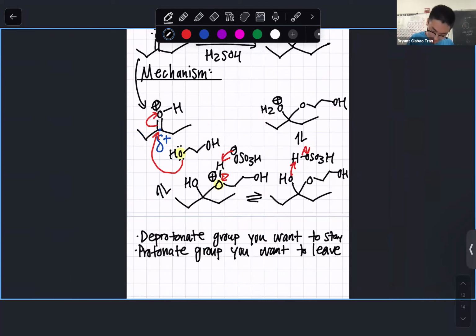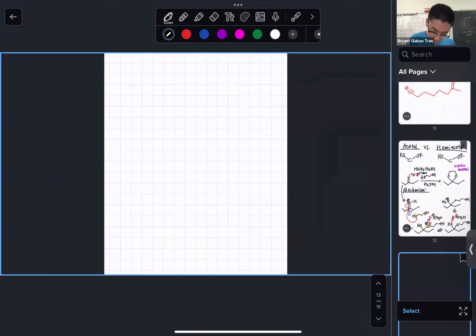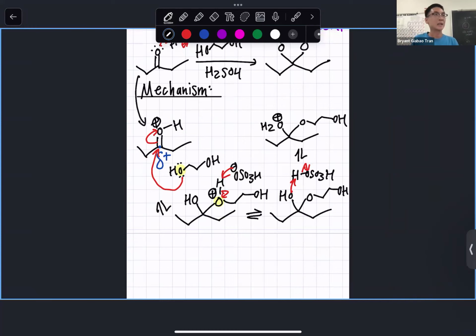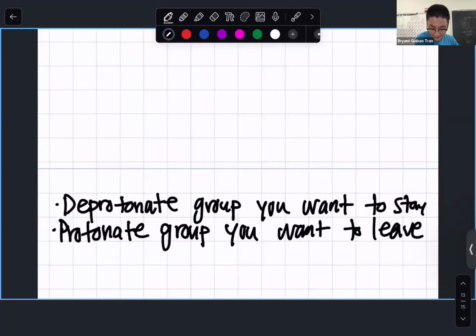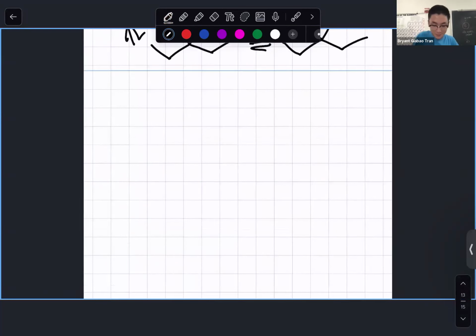I think I need more space. Let's see. Yeah, this is a long mechanism, but the pattern is the same. A lot of acid-base reactions: deprotonate the group that you want to stay to make it into a bad leaving group, protonate the group you want to leave to make it into a good leaving group. Right? A lot of acid-base stuff here. And the future reactions in these chapters follow these same 2 points here. It's a lot of repetition. It's like the exact same pattern, right? It's just different groups, different nucleophiles.